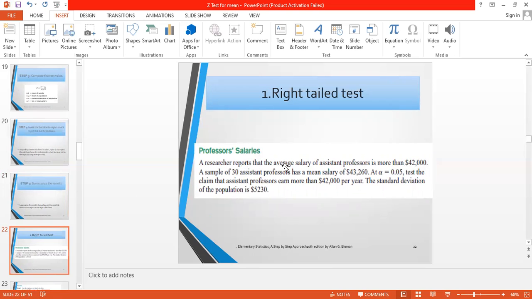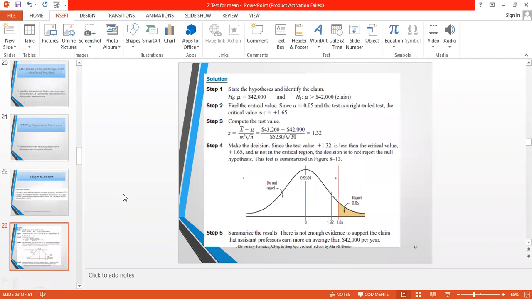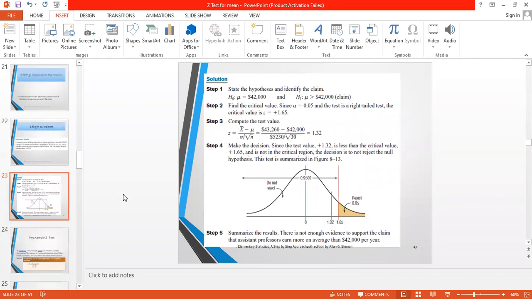A researcher reports that the average salary of an assistant professor is more than $42,000. A sample of 30 assistant professors has a mean salary of $43,260. At a level of significance of alpha equals 0.05, test the claim that assistant professors earn more than $42,000 per year. The standard deviation of the population is $5,230. Now I will show you how we solve this example.